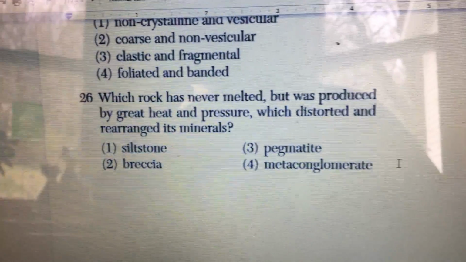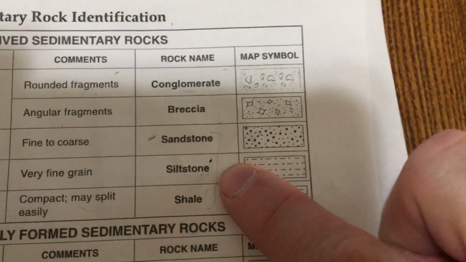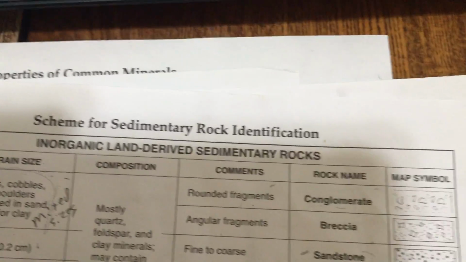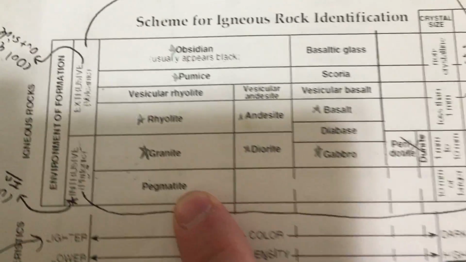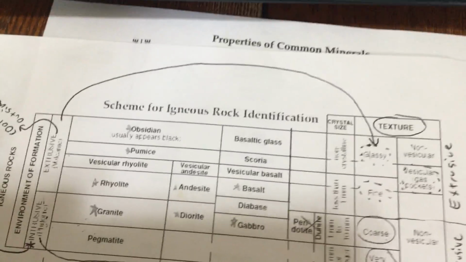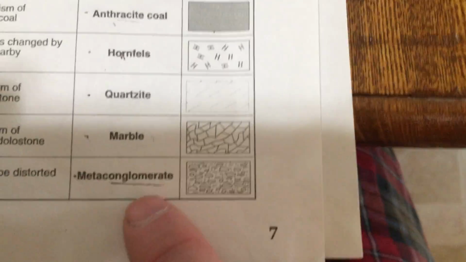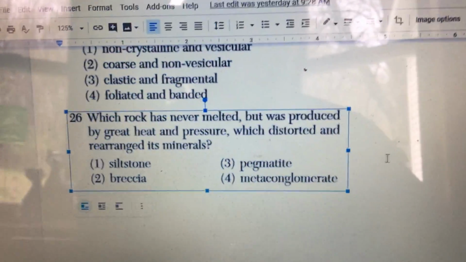Find them all. Siltstone. I'm sure you're capable of doing this, but siltstone lives in the sedimentary. Breccia lives in the sedimentary. Not it. Pegmatites. And I can do this fast because I've done it for years. You'll be a little slower, but you can do it. Lives in the igneous. That leaves us with only one choice. Hopefully it's right. Metaconglomerate. There it is. Lives in metamorphic. This question is just saying, give me a metamorphic rock. Do that and you got it.